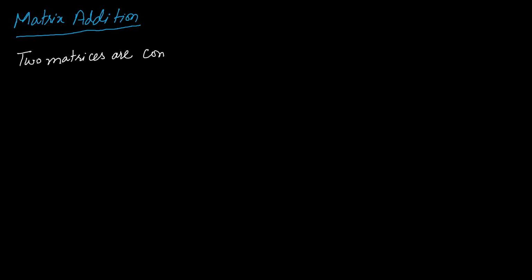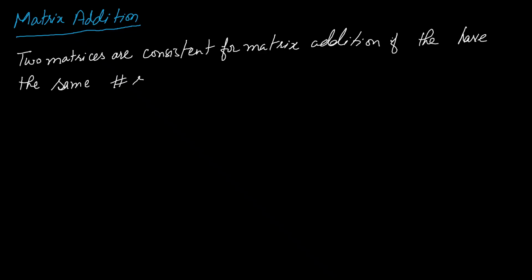Matrix addition. Let us see how we can add two matrices. First, you should remember that not all pairs of matrices are compatible for matrix addition. Two matrices are consistent for matrix addition if they have the same number of rows and same number of columns. It means two matrices can only be added if they have the same order. Matrix addition for two matrices having different orders is not defined.